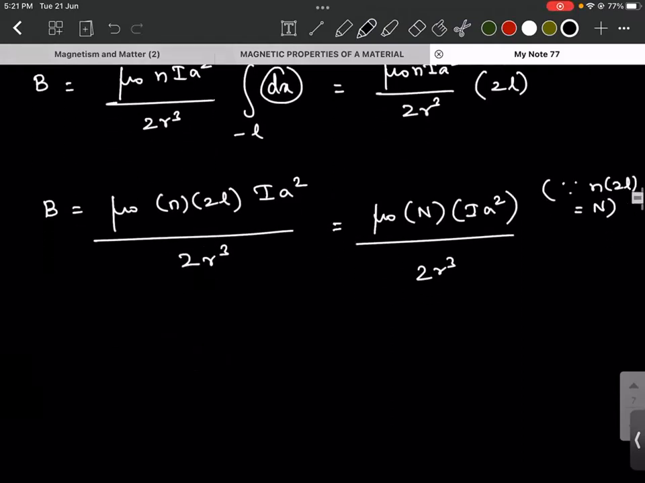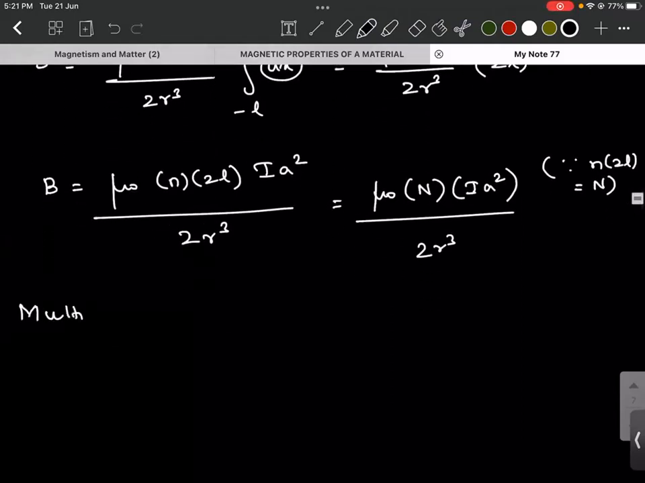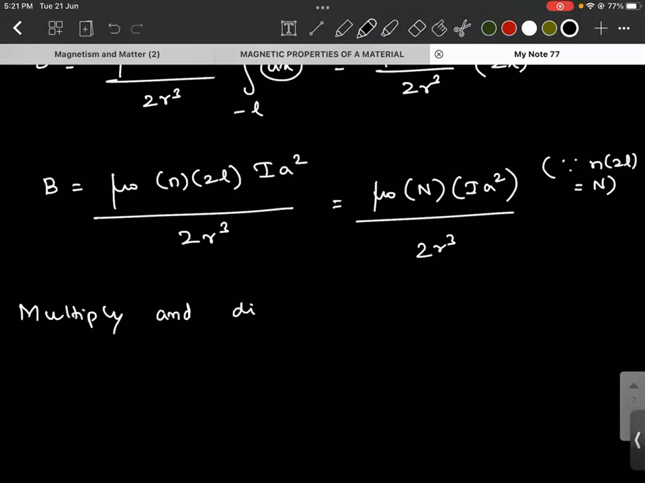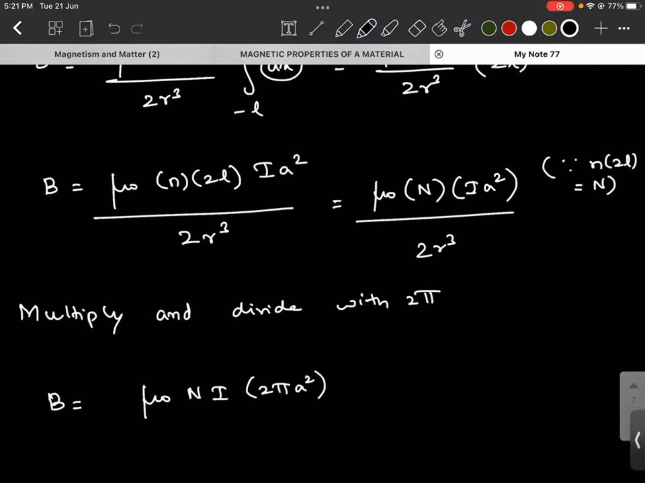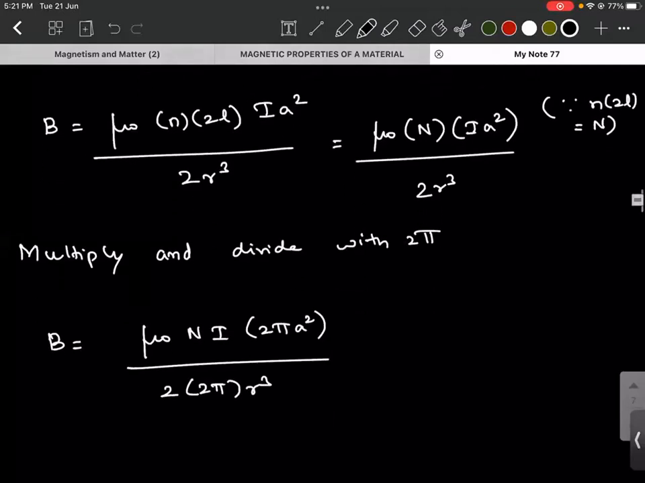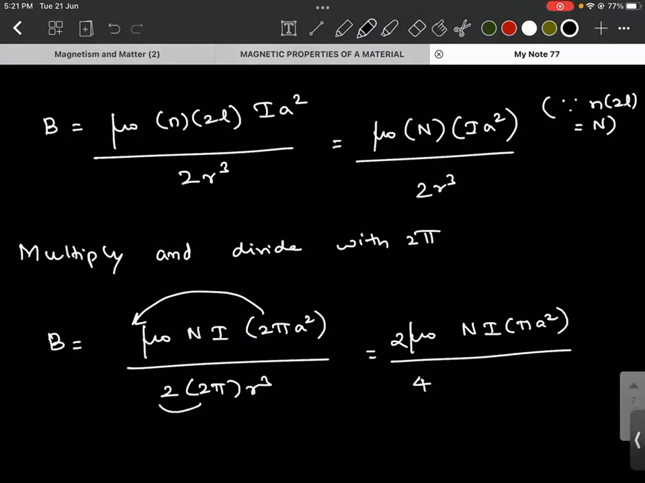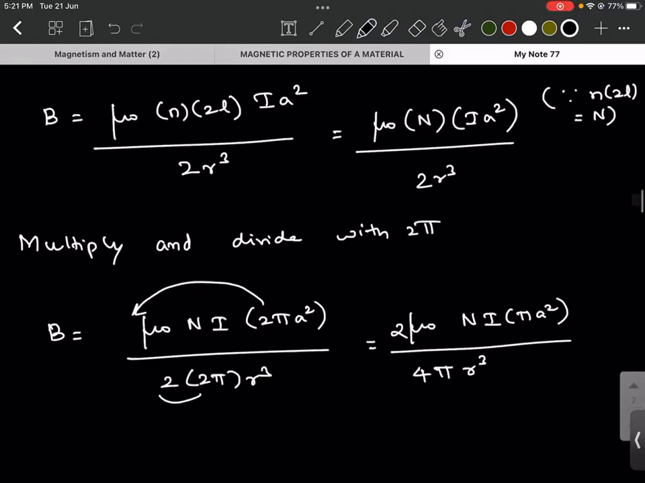Okay. Now multiply and divide with pi, or I'll say you can multiply and divide with 2 pi itself. Then B will be equal to mu naught n into I into 2 pi a square divided by 2 into 2 pi into r cube. Now this expression will be equal to mu naught. So I'll take this 2 outside. So 2 mu naught into n into I into pi a square divided by 2 into 2, 4 pi r cube. Now tell me one thing.